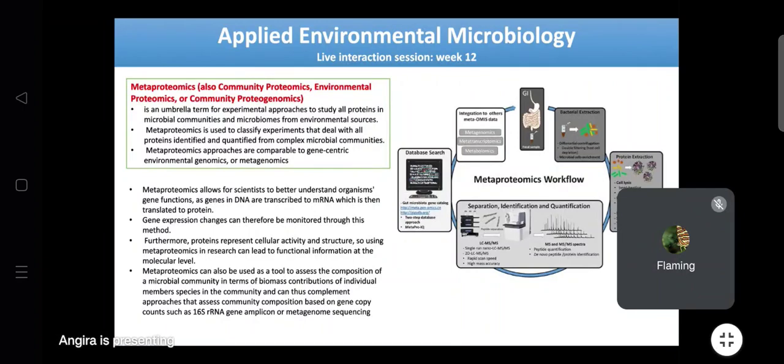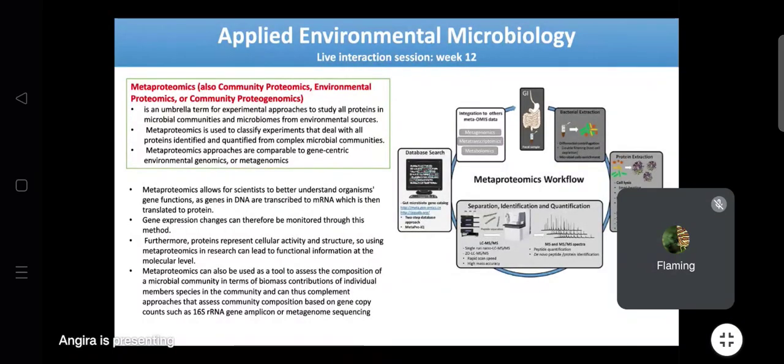Now let's go to metaproteomics. So this is also known as community proteomics or environmental proteomics. When we say metaproteomics, we are basically looking at the experimental approaches to study all proteins in the microbial communities and microbiomes of the environmental sources. So basically, this particular field of bioinformatics is used to classify experiments that deal with proteins identified and quantified from complex microbial communities that are occurring in the environment. Metaproteomics approaches are comparable to gene-centric environmental genomics or metagenomics.